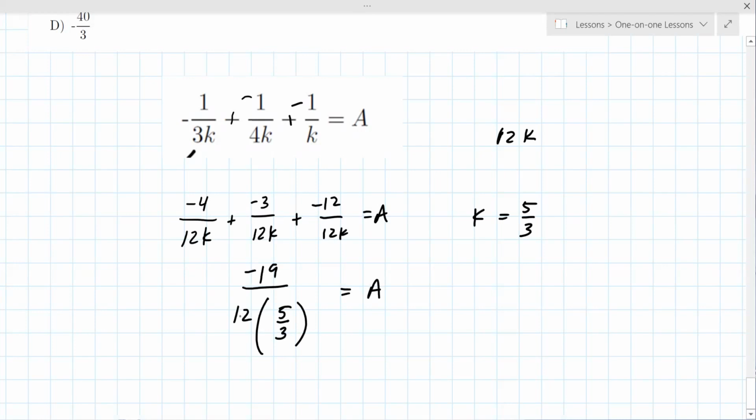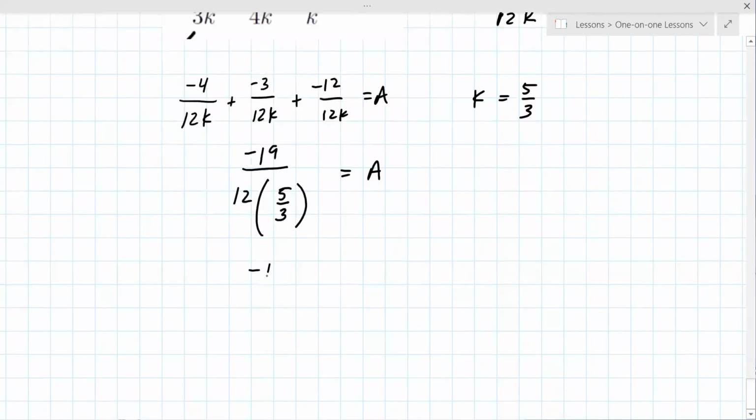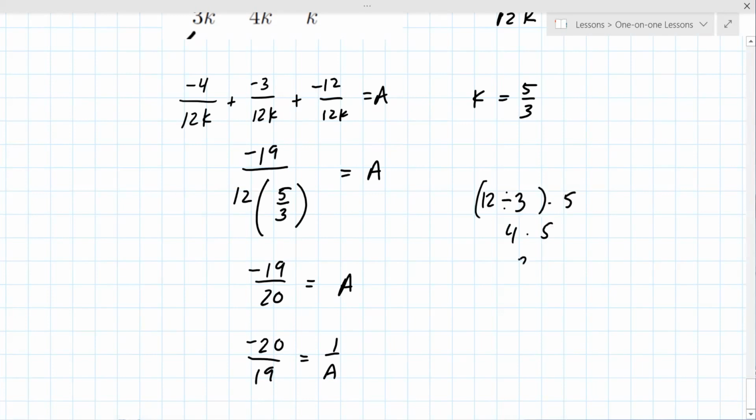Sure. So notice down here you have a choice. You can multiply and divide, or you can divide and then multiply. If you divide, 12 divided by 3 is 4, times 5 is 20. So this becomes minus 19 over 20 equals a. And then 1 over a is 20 over 19. Wait, how did you get minus 19 over 20? 12 divided by 3 times 5. This is 4 times 5 is 20.